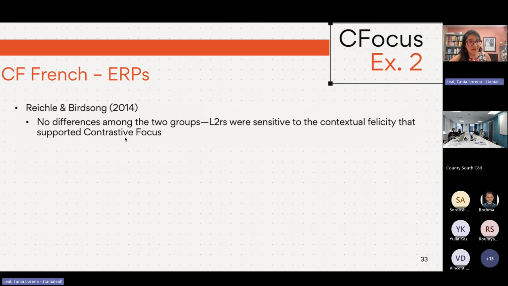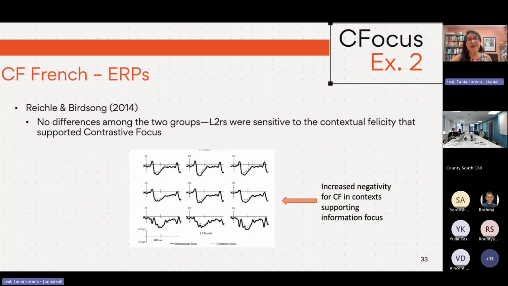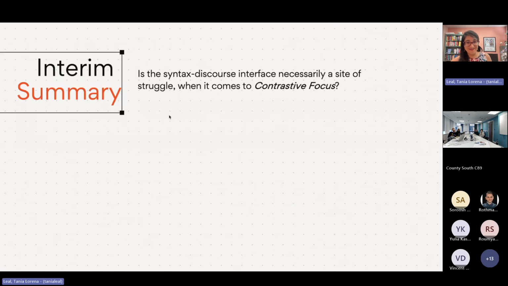They didn't see differences between the two groups. And what is really nice is that you see the increased negativity in contrastive focus context that supports information focus. So there's a difference between the two. So that was nice to see, but we need more studies like this, basically.